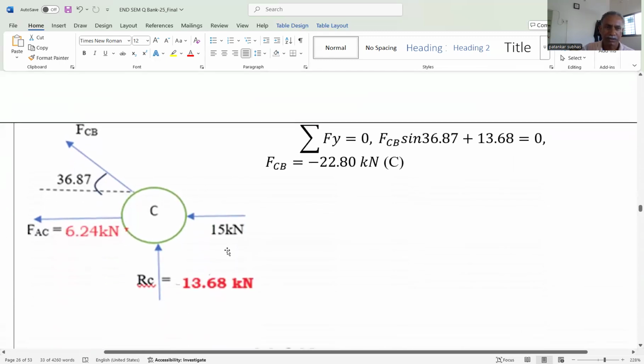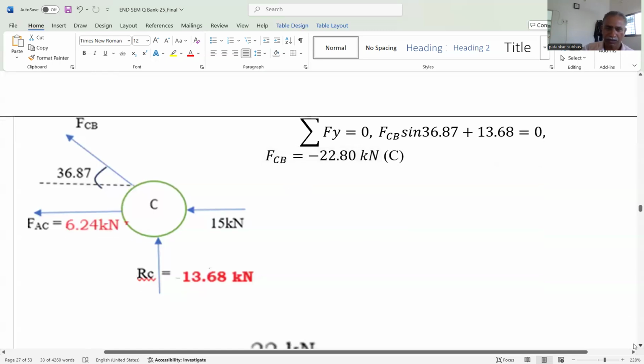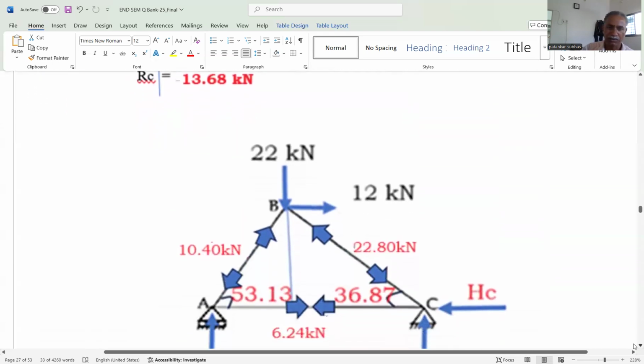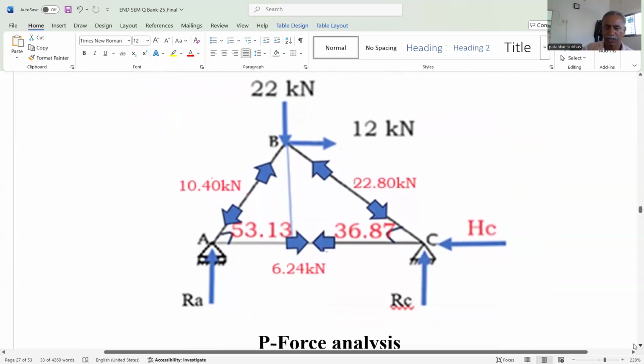So then we have considered joint C. This is the joint C. Again, we have applied summation Fy is equal to 0 in y direction. This y component is equal to FCB sine 36.87 plus RC, that is 13.68, is equal to 0. We get the value of force in member CB, that is minus 22.80 kilonewton. Okay, so here the P force analysis is over. This is the diagram showing the P force analysis.